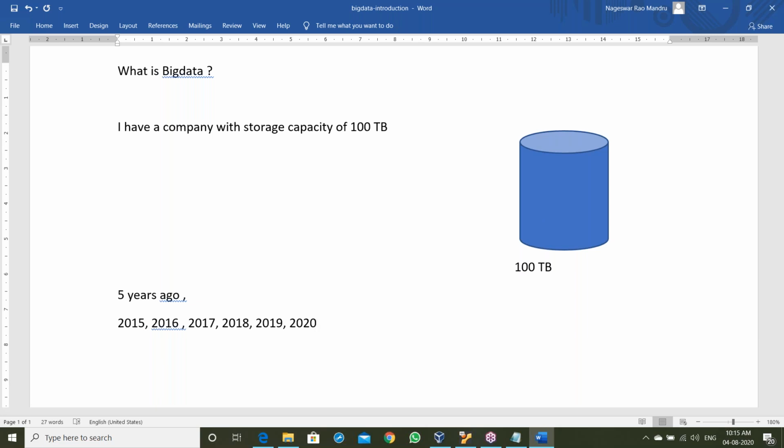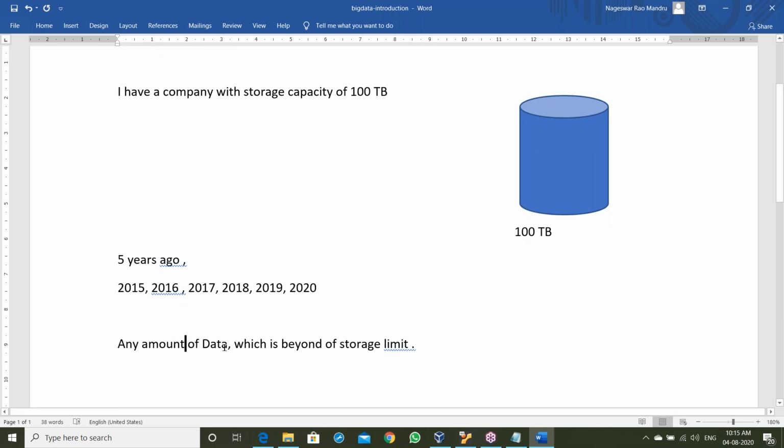So what is big data? Any amount of data which is beyond the storage limits is called big data. This is the simple definition of big data.